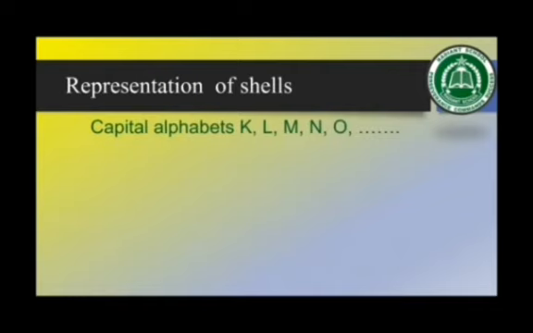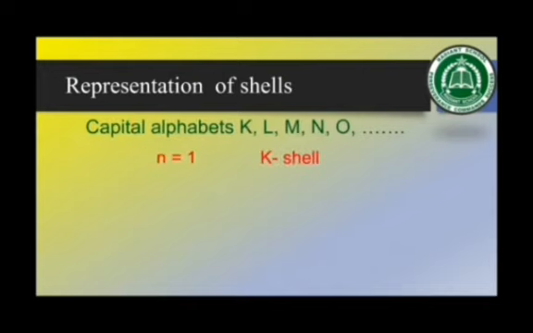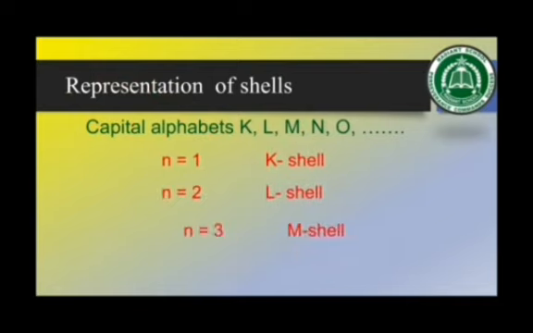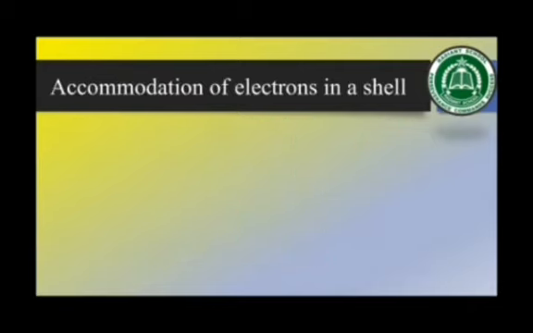How can we represent a shell? A shell is represented by capital letters K, L, M, N, O and so on. According to the n value, when n is equal to 1, it is the K shell. When n is equal to 2, it is the L shell, and 3 is the M shell, and if the value of n is 4, it is the N shell. The accommodation of electrons in a shell is given by the formula 2n square.